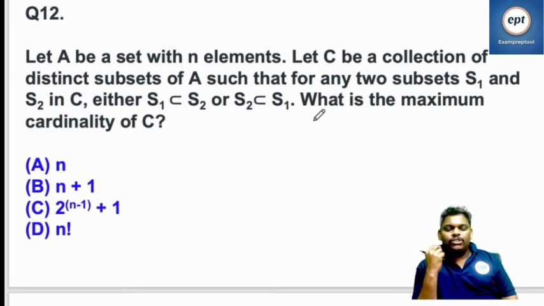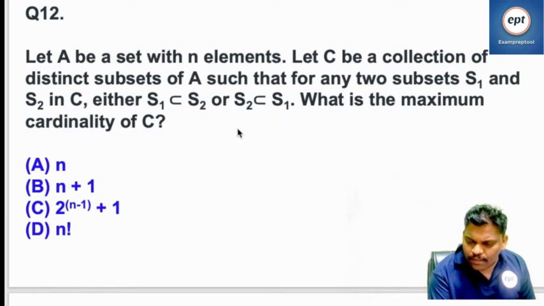Let C be a collection of distinct subsets of A such that for any two subsets S1 and S2 in C, either S1 is a subset of S2 or S2 is a subset of S1. Strictly subset. It is not subset or equal to; it is a strict subset.